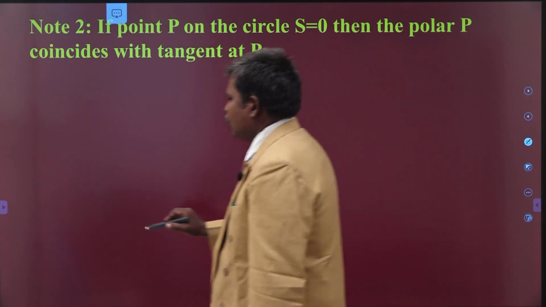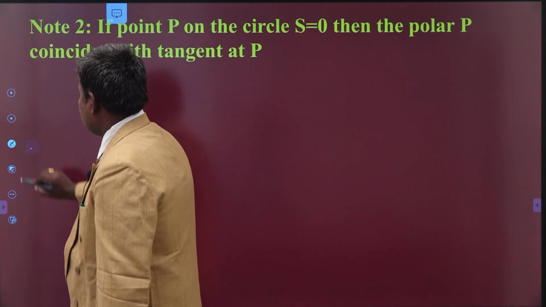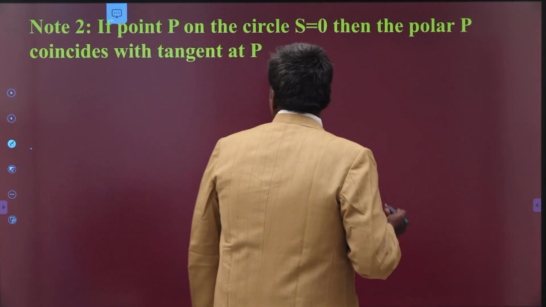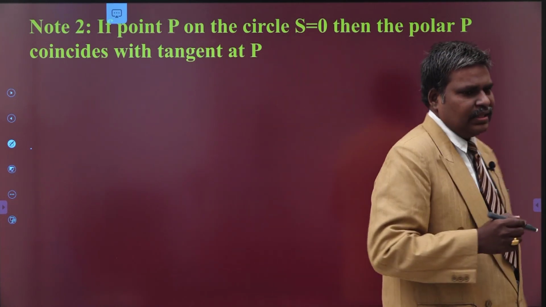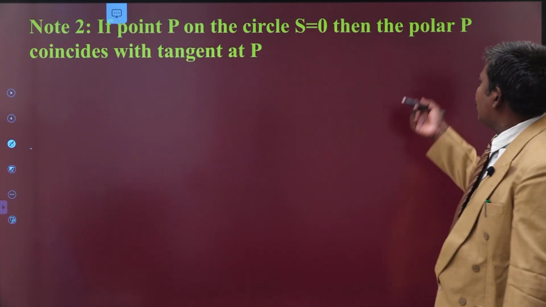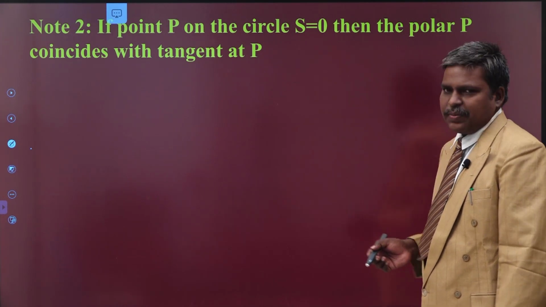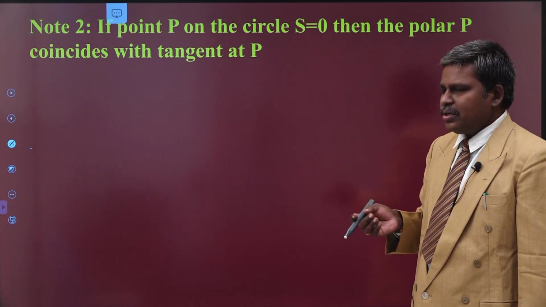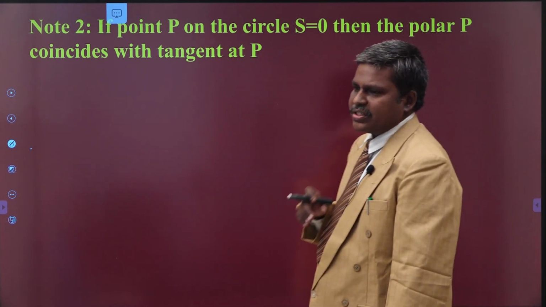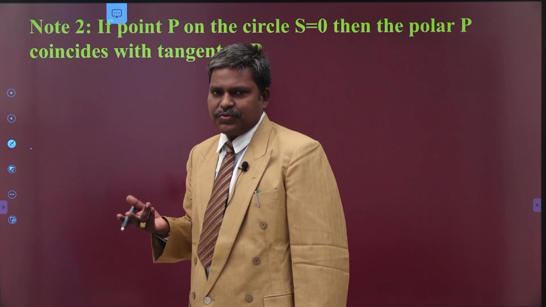See here, this is note number 2. Point is on the circle. Your point on the circle, then polar coincides with the tangent at P. In the previous note, what did you observe? If the point is outside of the circle, polar coincides with the chord of contact.